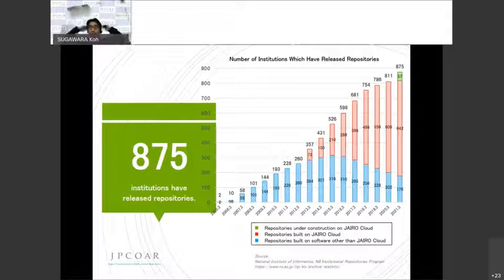First of all, I'd like to show you two statistics. One of them is the number of institutions in Japan that have built institutional repositories. As of last month, 875 institutions have an institutional repository. Please look at the red bar in the graph, and the number of institutions using the Gyro Cloud is increasing.